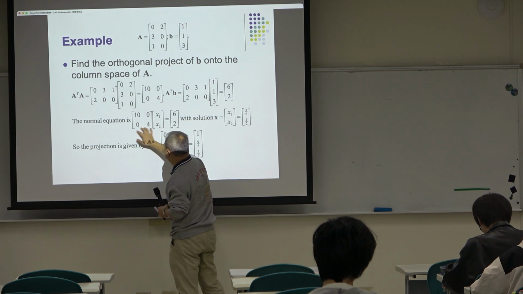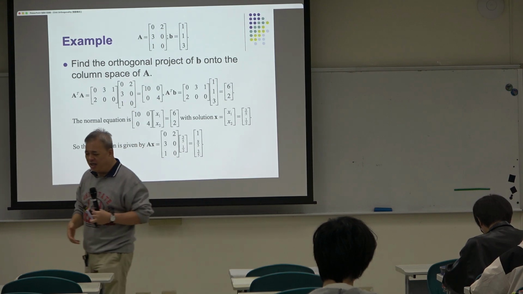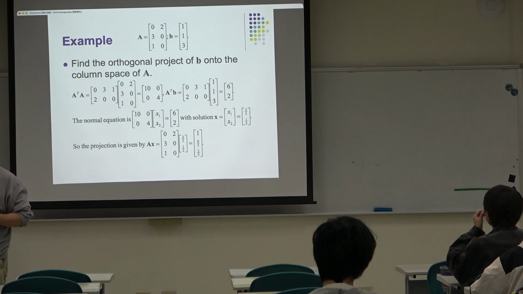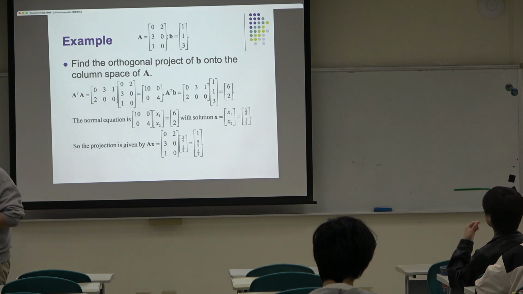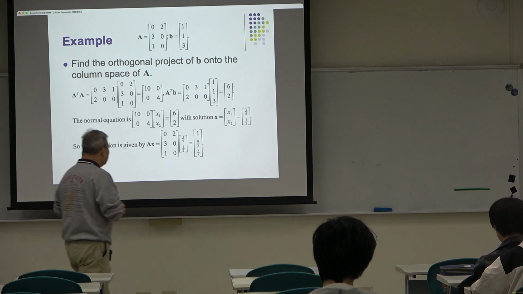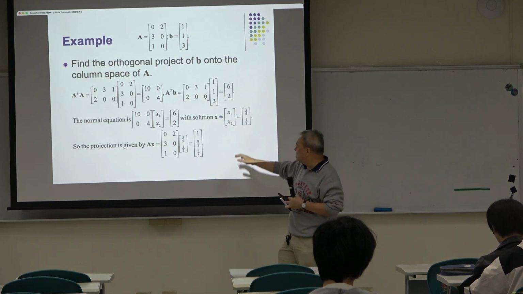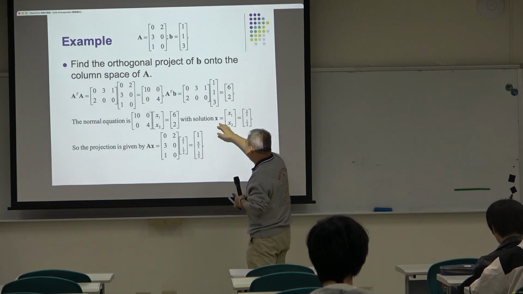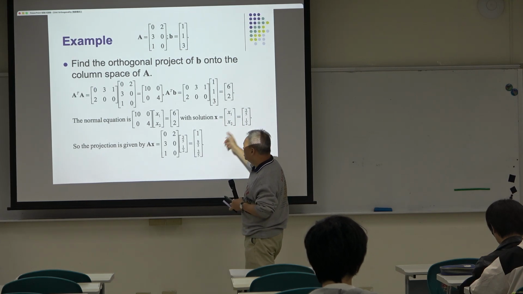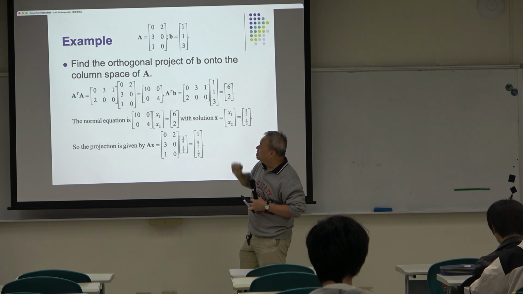So you try to solve this, and the solution will be this one. I will leave this to you, because for professors to do this calculation, I think you can do better than me. You may be faster than me, and maybe more accurate. But you get an idea. Conceptually, this is how it works. So we have this, and this is x prime. And then our Ax prime is this one. It is a projection of B onto the column space of A.